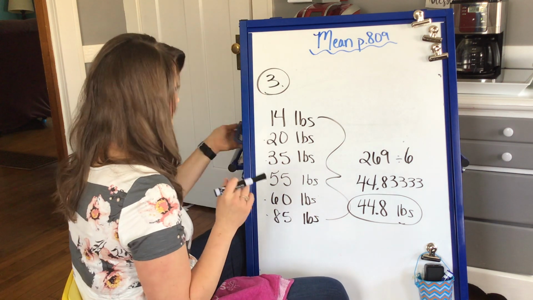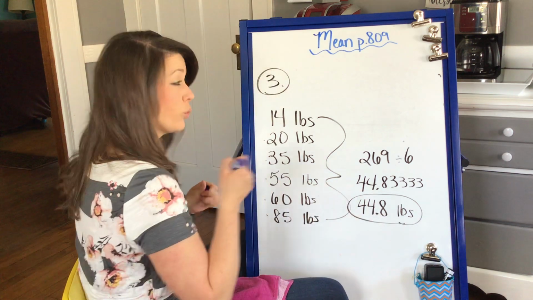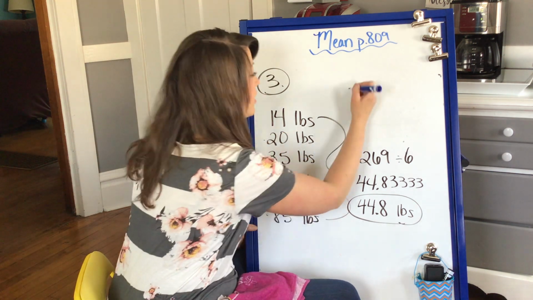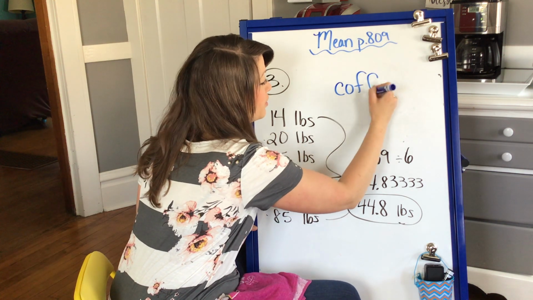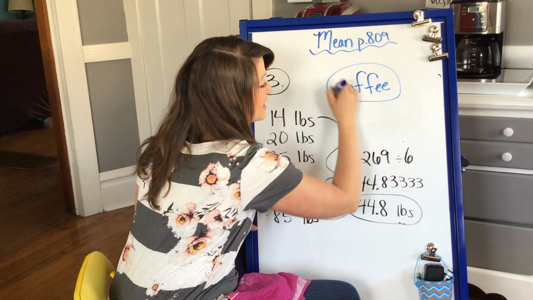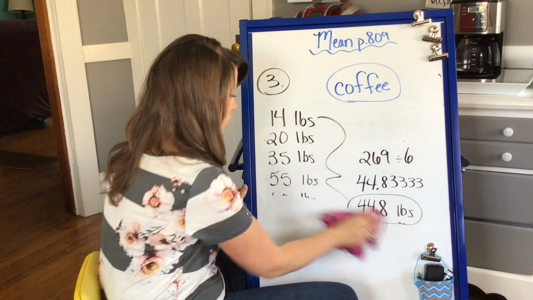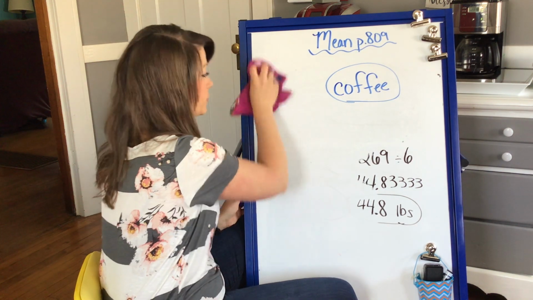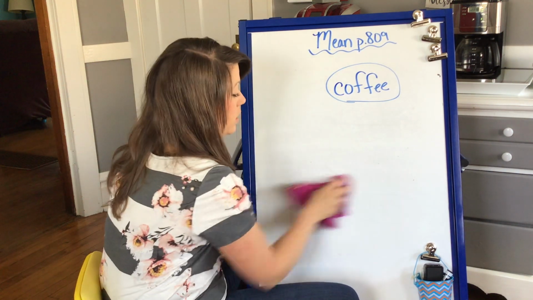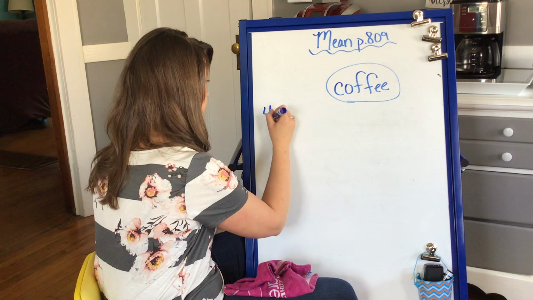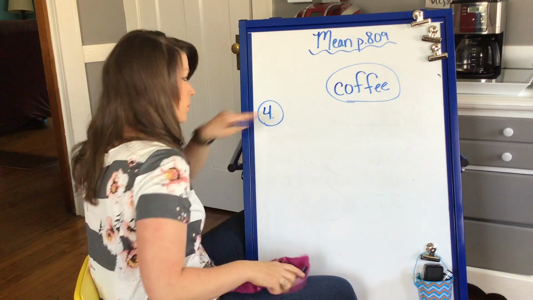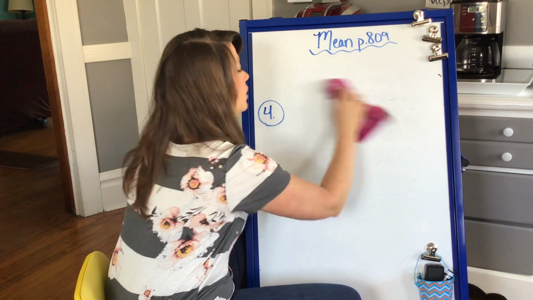Alright, I am going to give you your code word. You'll need this for the test on Friday. Something that Miss Roy loves a lot. So your code word is coffee. We'll go to our very last problem. Alright, the last problem, number 4. So code word is coffee, you'll need that.